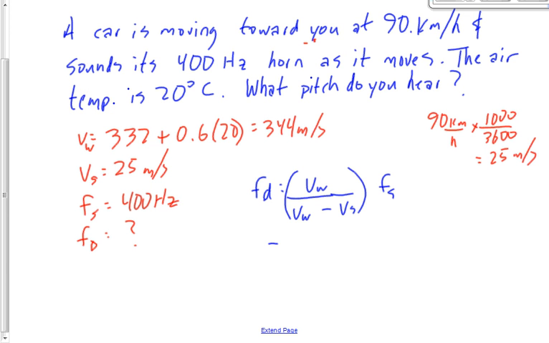VW is 344 minus VS, which is 25. FS is 400. Let's do the math there. Follow along on my calculator here.